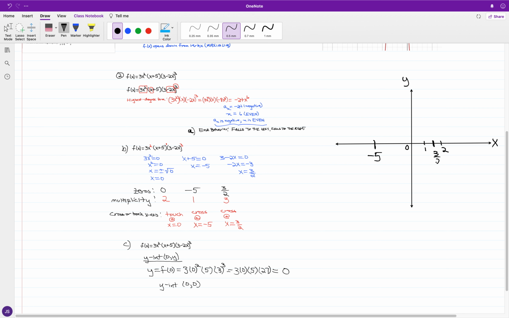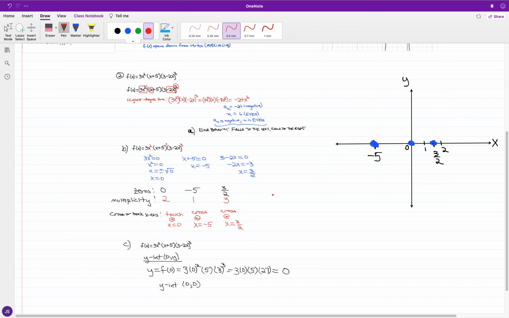Okay, so 3 halves will be right between 1 and 2. And just providing points here, you have -5, you also have 0, and you also have 3 halves.